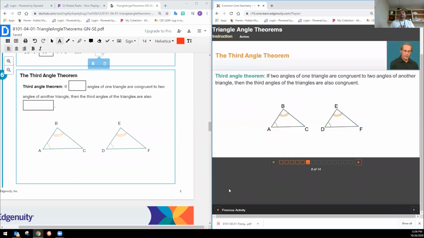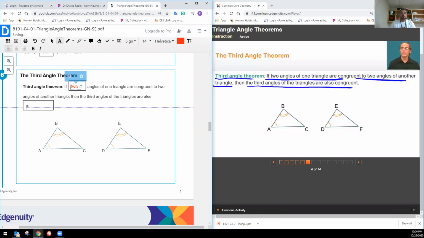The third angle theorem. This says if two angles of one triangle are congruent to two angles of another triangle, then the third angles of the triangles are also congruent. Now this should make sense. It really follows if you think about it, because if you have two corresponding angles of the same measure, we have a pair of corresponding angles in each triangle. And if we know that the interior angles of a triangle sum to 180 degrees, substitution will enable us to say that these third angles must also be congruent.